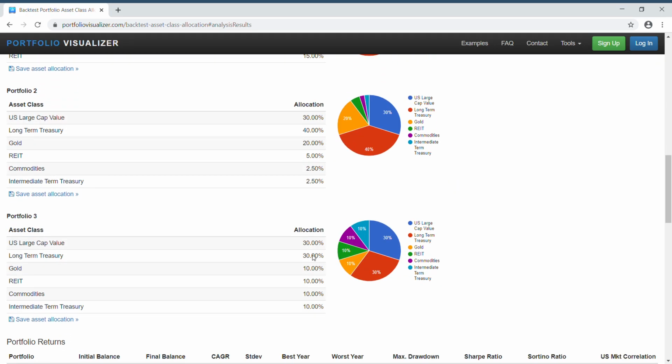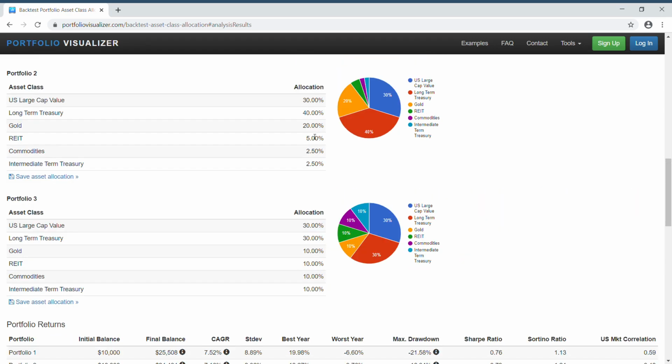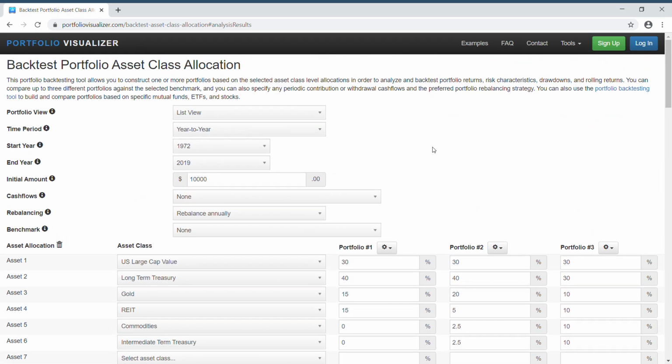So for portfolio 1, which is what I just changed, you could see it has the highest final balance, and its downside is still a little more than portfolio 2, but minus 6% isn't horrible. So that's why I like this one. So you can do whatever you like, but hopefully you enjoyed that.